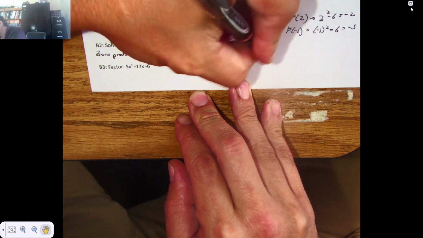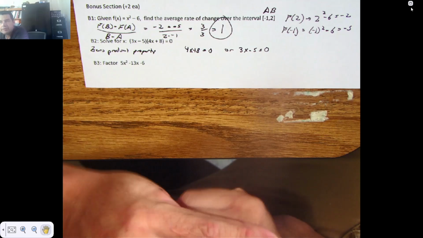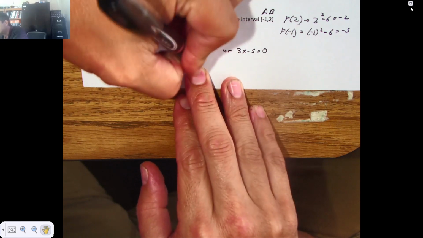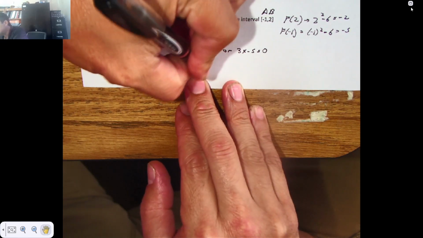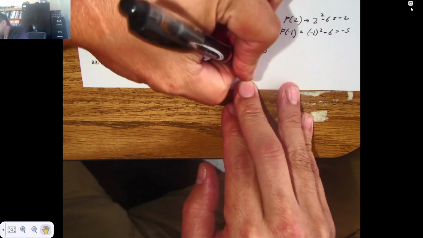The zero product property states that if the product of two quantities is 0, then one or both must be 0. These are two-step equations. 4x is -8, x is -2, 3x is 5, and x is 5/3.